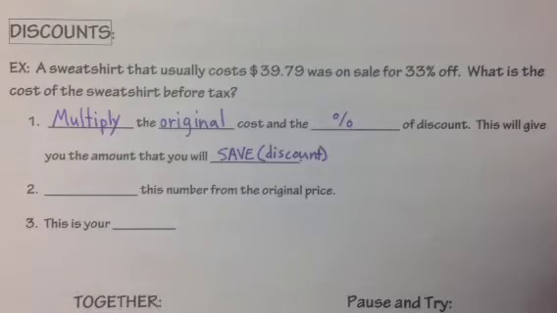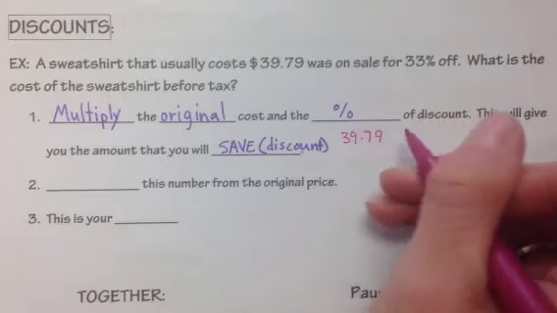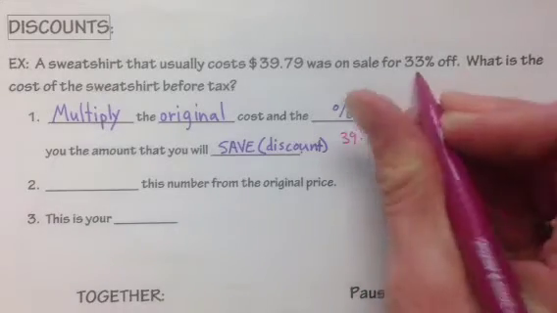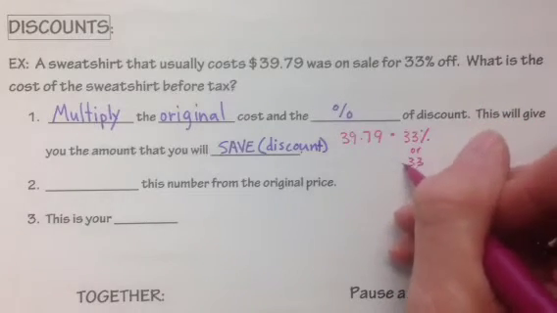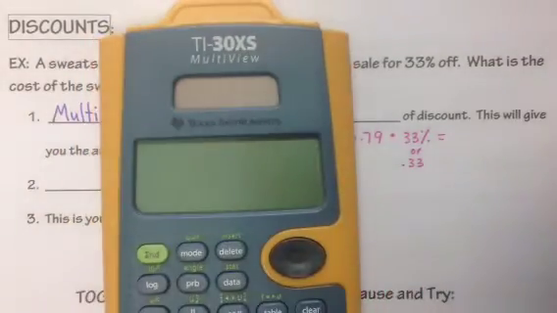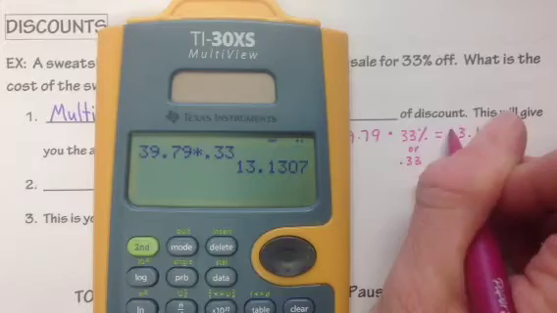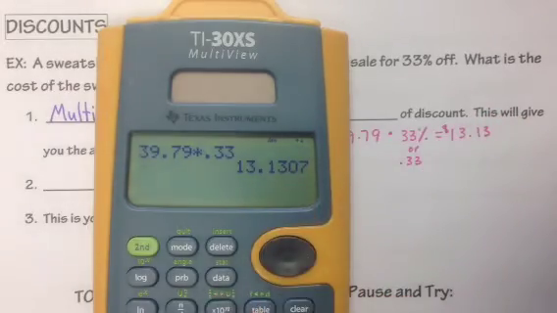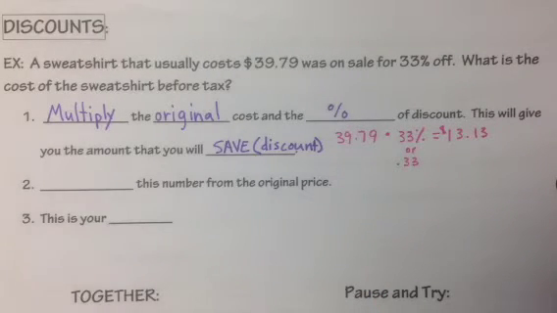Okay, so using our example up here, we have $39.79, and we're multiplying it by our 33%, or I like to use the decimal form of that, so 0.33. And when we do that, we get $13.13. So remember, we like to go to the nearest hundredth, and that will tell us money. All right, so that tells us how much we have saved on this item.